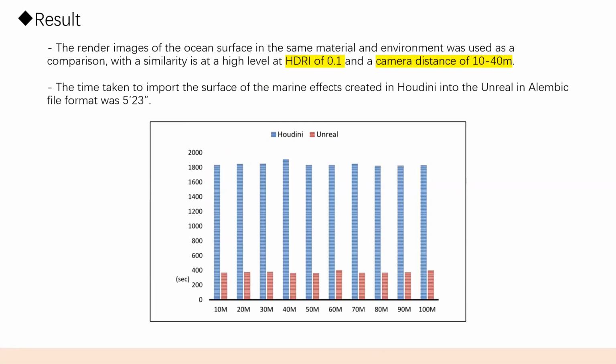This figure records the rendering time of the 120 frames in Houdini, as well as the import time and generation time of the images in Unreal. So it can be concluded that at the camera distance of 10 meters to 40 meters, the time saving is up to 20% of the original rendering time, and the similarity can be achieved at nearly 80%.